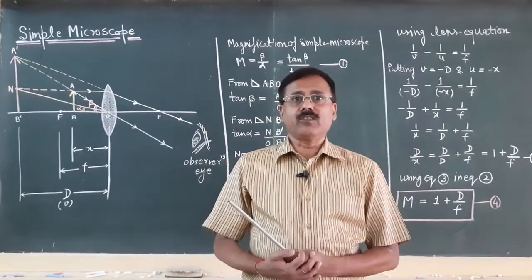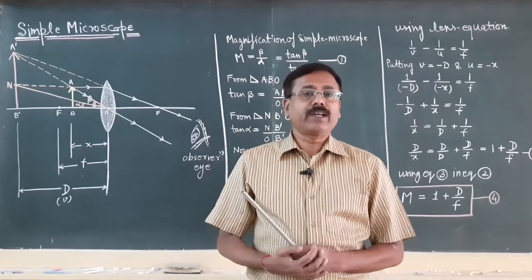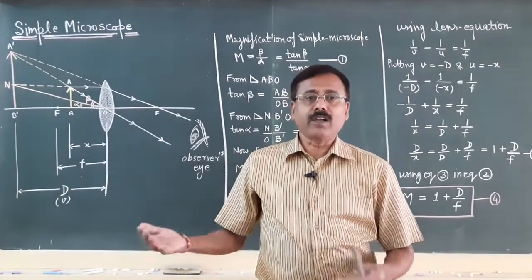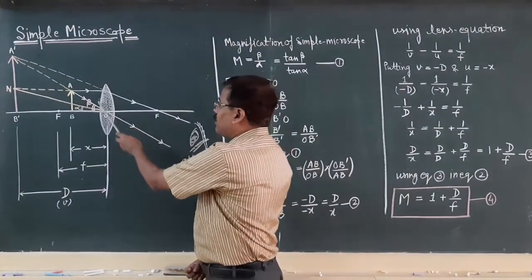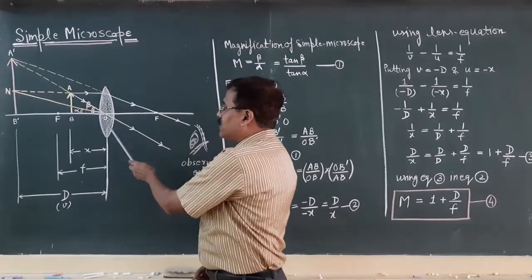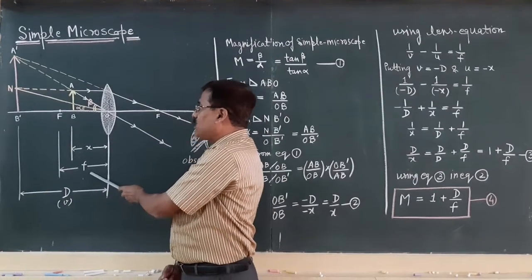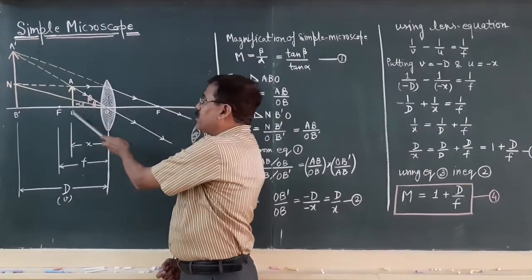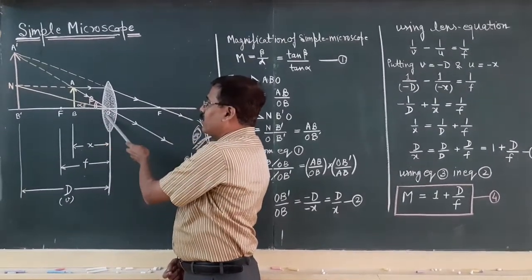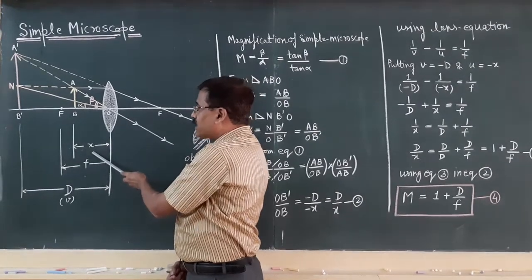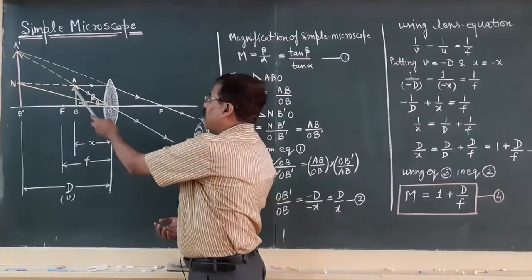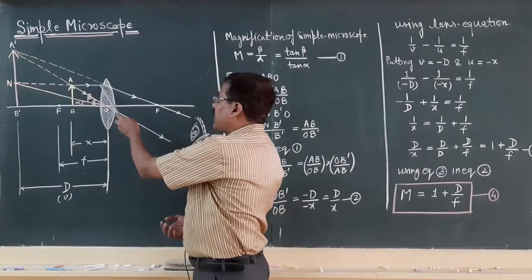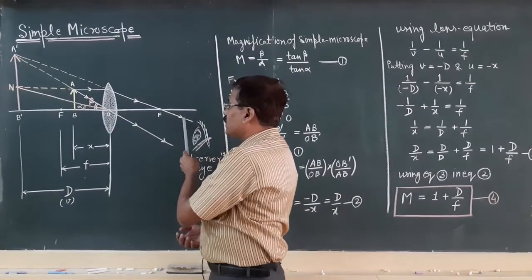How the erect, virtual and magnified image is formed, we will come to know through this ray diagram. So, this is the simple biconvex lens, its focal length is f. The small object AB is kept in front of it at distance x. X is the object distance. How is the image formed? The light ray which is parallel to the principal axis passes through the focus.